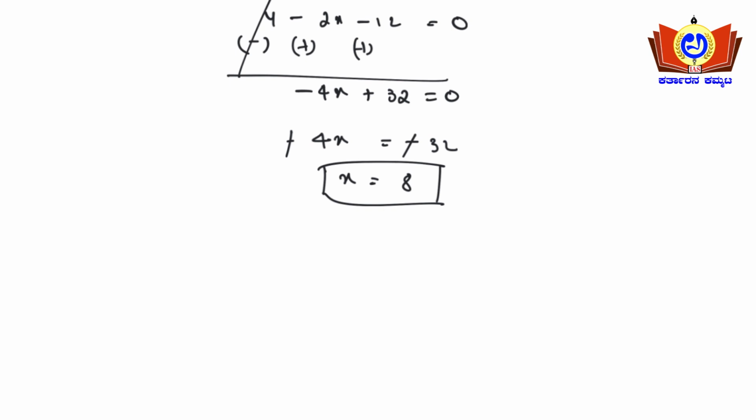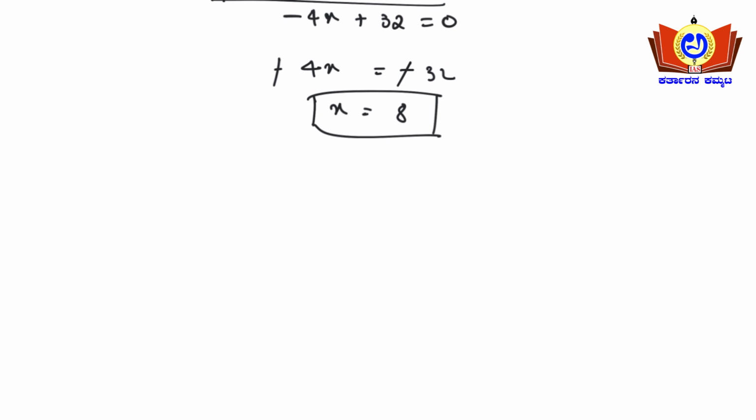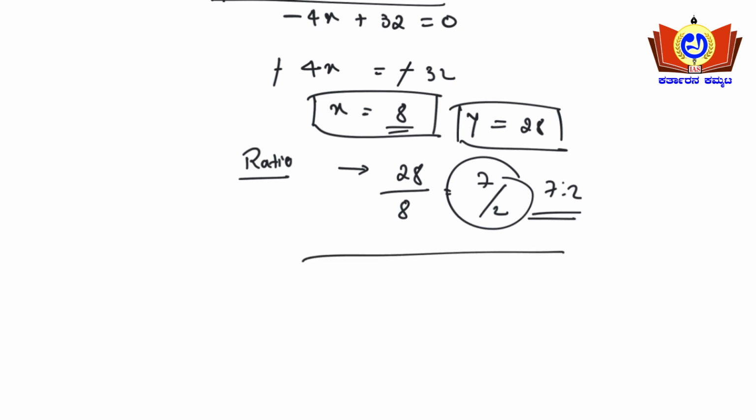So what is x? Present age of son is 8. What they have asked is to find the ratio of father's and son's age, right? If x is 8, then y we get by substituting the value of x in one of the equations. Then y will be 28 here. So 28 upon 8 is the ratio, that is nothing but 7 by 2 or 7:2. This is the answer here. Okay, a simple question. Moving on to the next question.